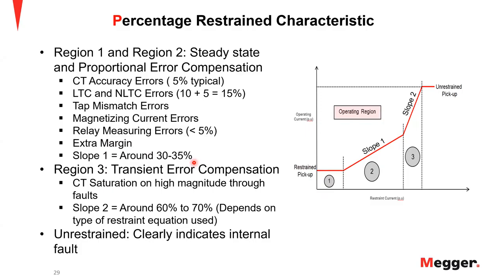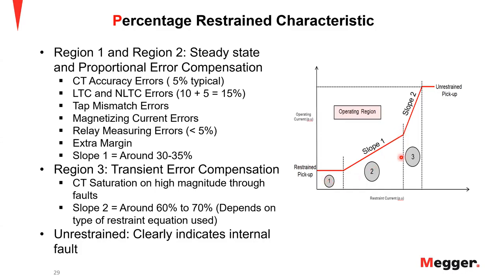And these numbers are used from IEEE C37.91 standard, and these are some typical settings. Of course, you can have a slope setting of 25 as well, just depends on your system and how you set them up. So slope 1, until this point, we are taking care of your steady state and proportional errors. But the CT saturation that we discussed in the last slide is transient in nature, right? It's a transient error, and it is giving us a false differential current. So for that, we are utilizing the slope 2, which is having a higher setting of around 60 to 70%.